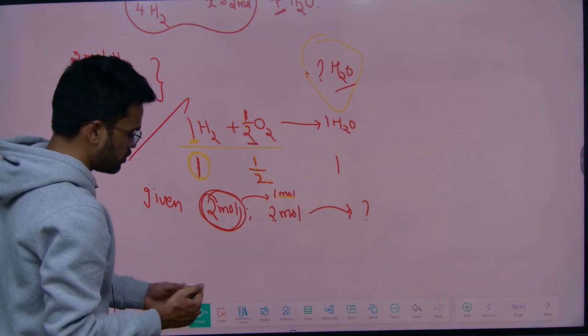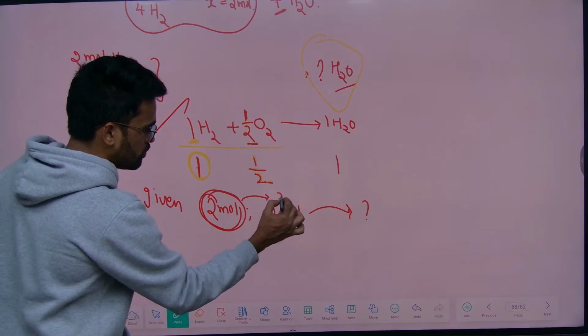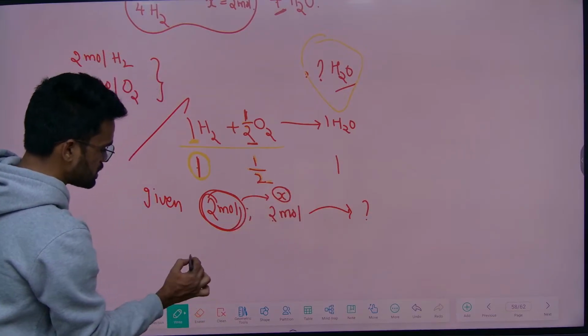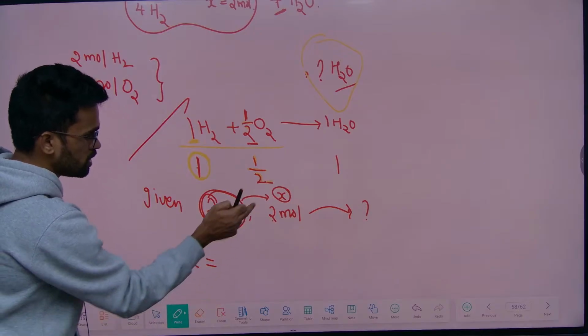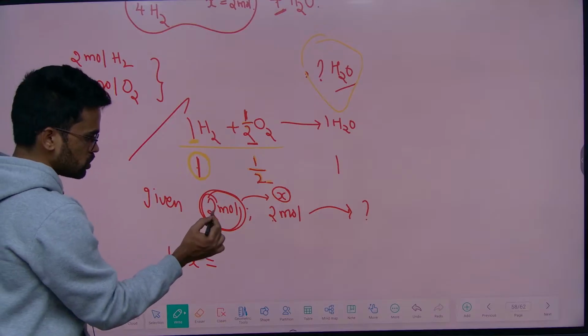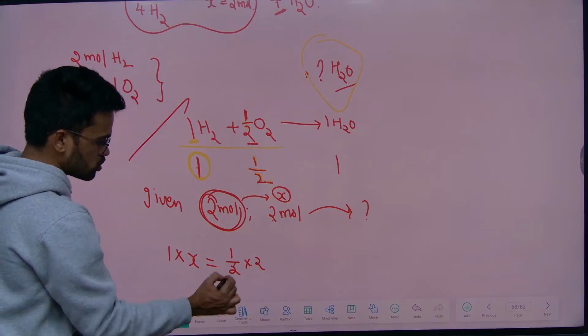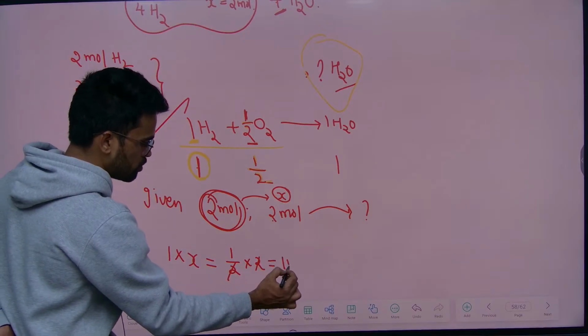If you are unable to understand that, take the amount required as x. We need to find this x value. So x equals, and how do you do it, x into 1. This is called the unitary method: x into 1 equals 2 into 1 by 2. The 2 cancels, so it will be 1 mole.